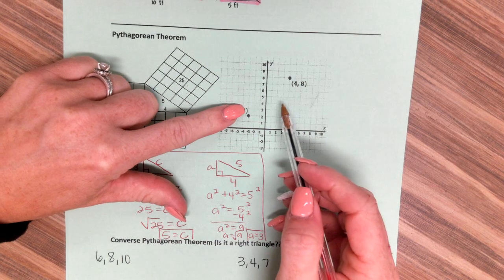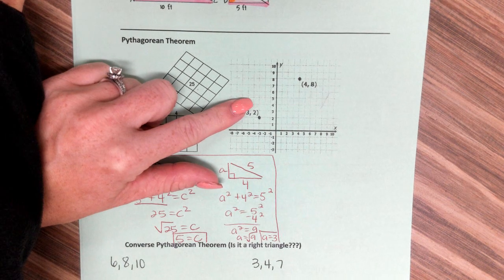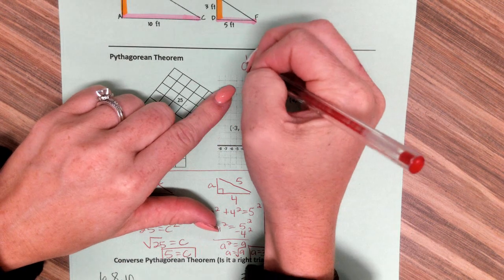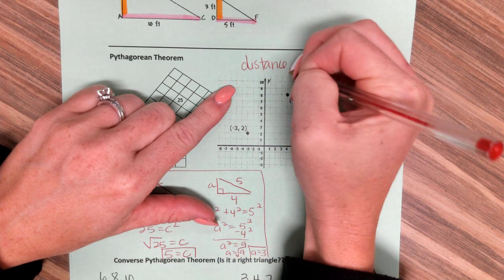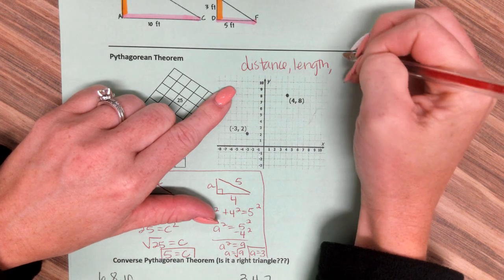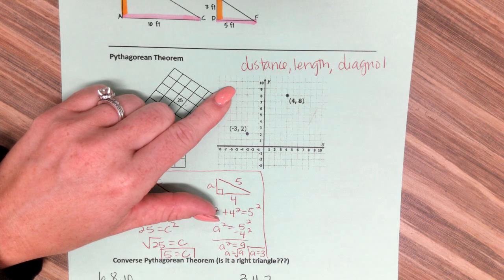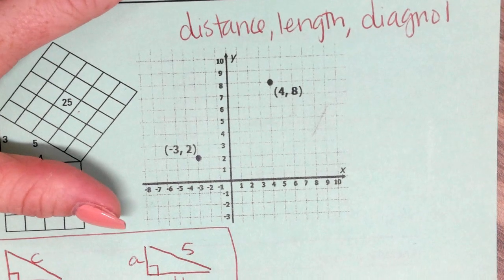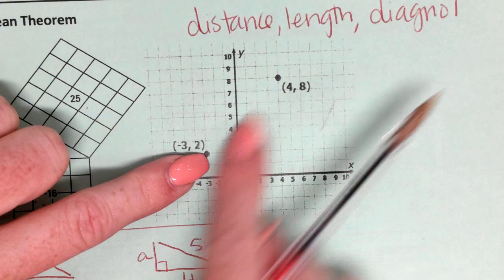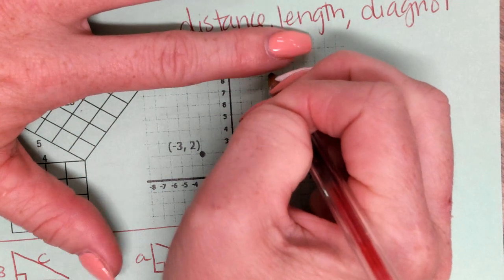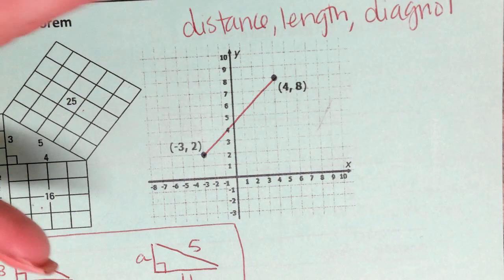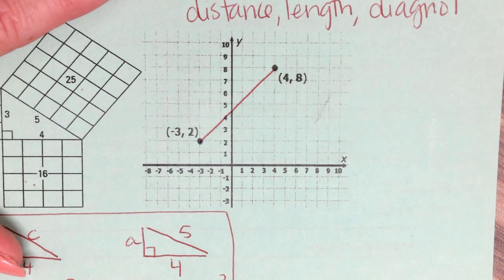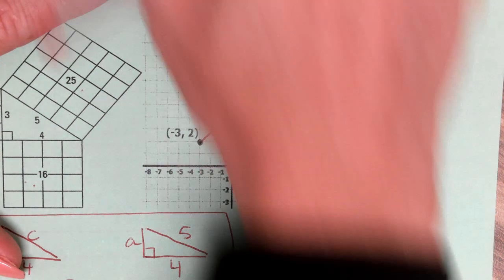All right, look at this picture. On this problem, they're going to use the words distance, length, who remembers the other word? Diagonal. If they use those words, you better draw a right triangle. So they're going to say, what is the distance between this point and this point? Can you count that distance? No. Why can't you? Because it's not on a straight line that I can count. But what can I do?